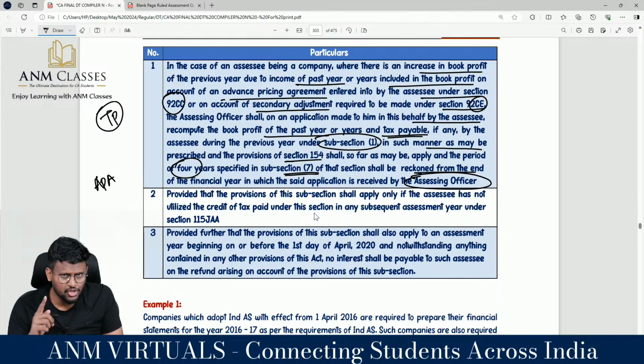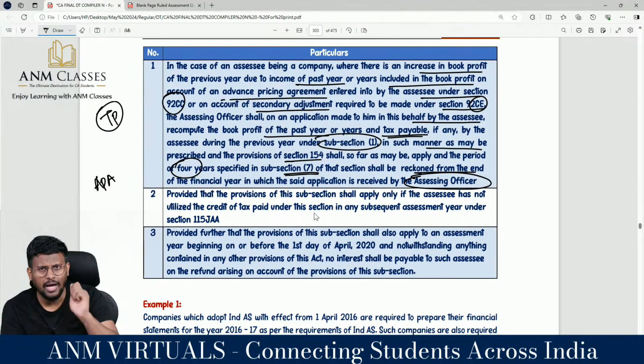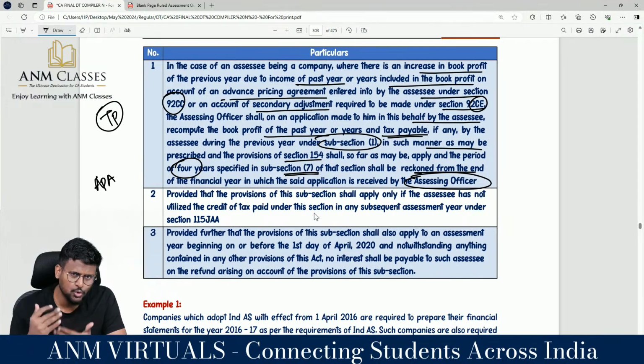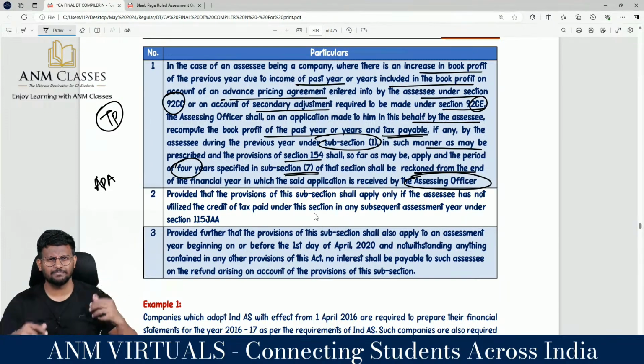So once there is a change in the reported net profit, I have to go and apply to the AO that, my dear AO, I have already filed the return of income, I have already suffered the tax, and in the earlier year I would have traveled through the MAT, or I would have traveled through the normal route.